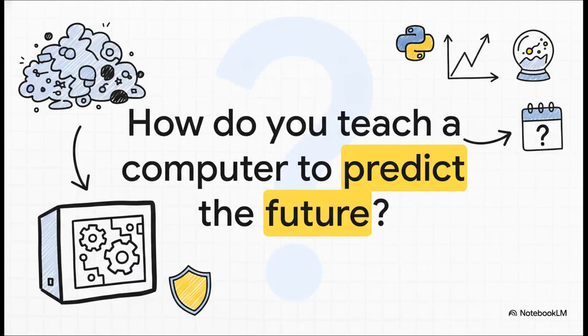At the heart of it all is this one big question. How do you take a mountain of raw data, past sales, customer clicks, all that stuff, and teach a machine to find the hidden signals, to make smart guesses about what's coming next? Well, this isn't magic, it's not science fiction, it's the core of machine learning. And by the end of this, you'll have the exact blueprint for how it's done.